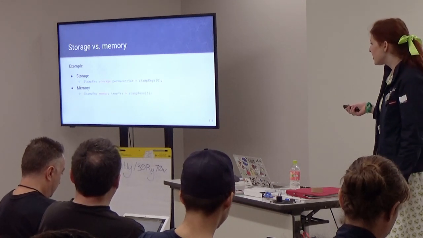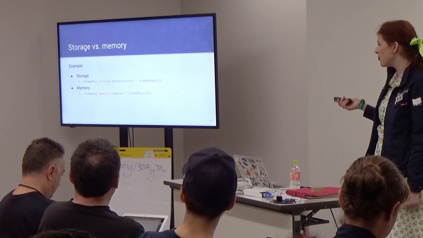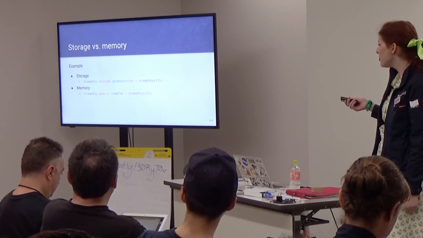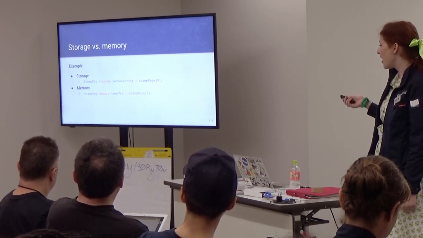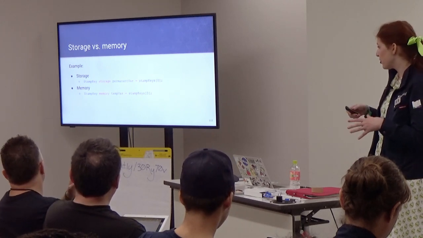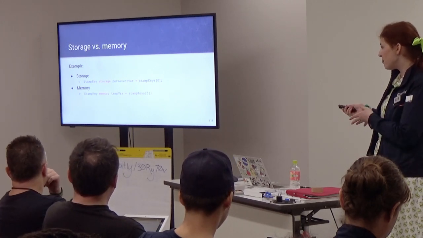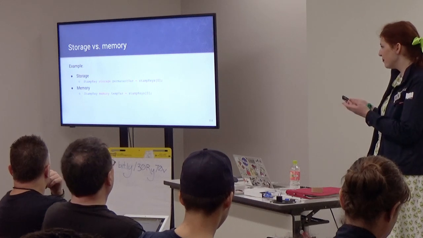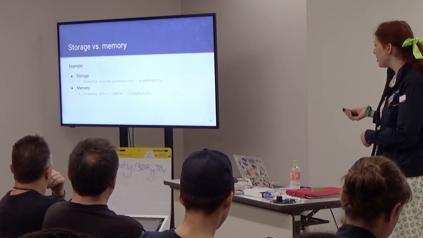So here's an example where we are storing a stamp key, and we can use the storage keyword, the permit variable, and assign that stamp key to a permanent variable on the blockchain. Versus in memory, where we have a temporary variable, and just that keyword is all that you need.